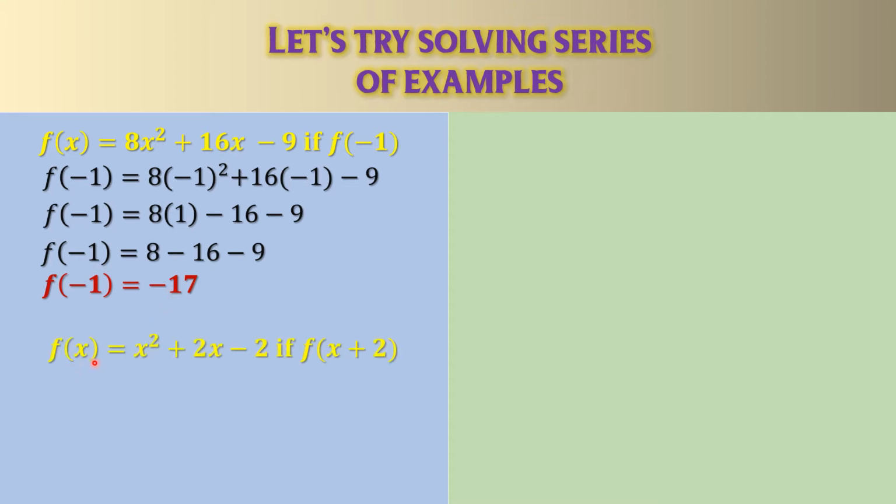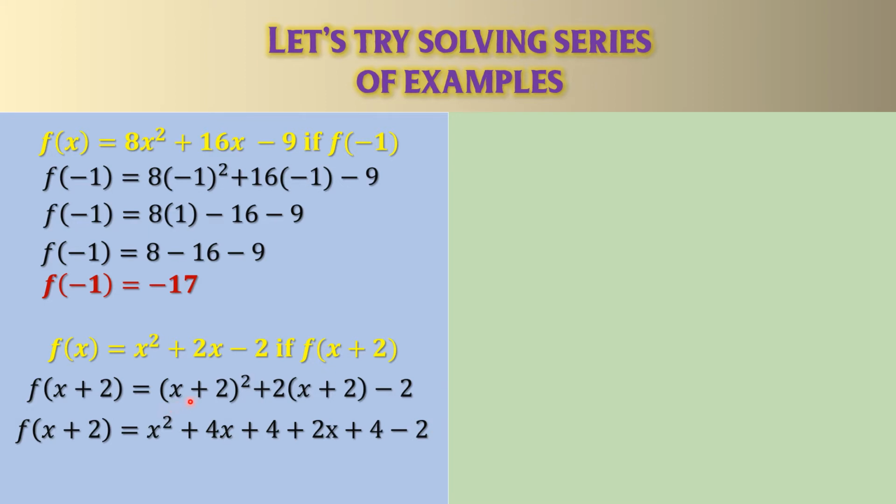Next, f of x equals x squared plus 2x minus 2, if f at x plus 2. So we are going to evaluate this when x equals x plus 2. So we have here f of x plus 2 is equal to quantity x plus 2 squared plus 2 times the quantity x plus 2 minus 2. Then we simplify them one by one.